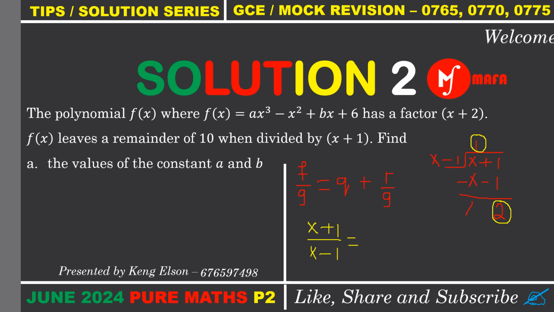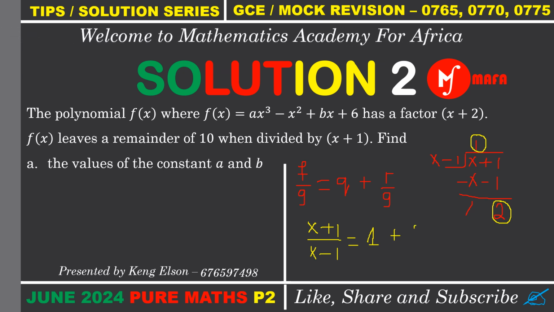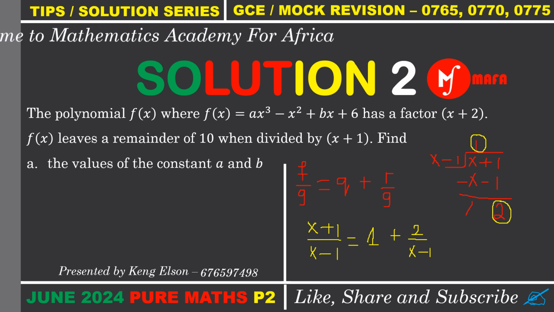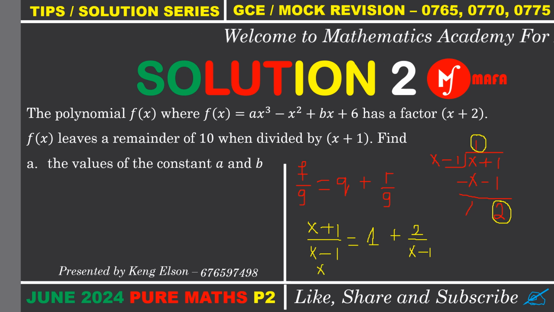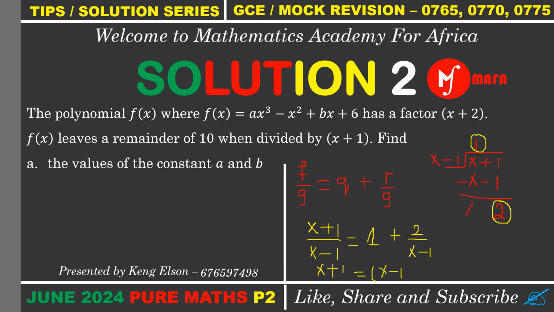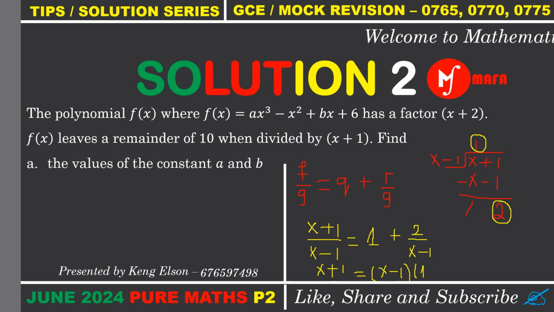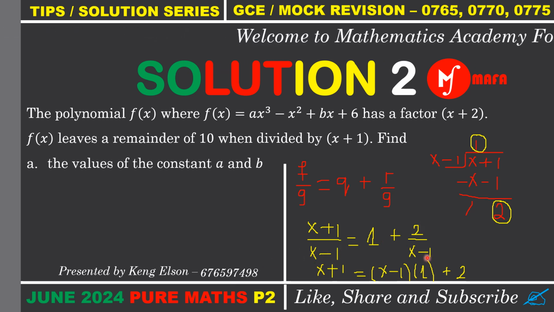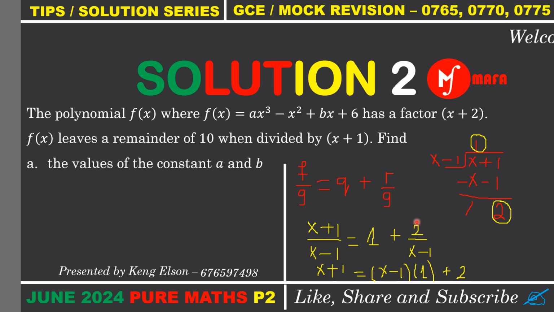Okay, so this is just going to give me the quotient, q, which is 1, then plus the remainder, which is 2, divided by the divisor, which is x minus 1. So that is it. If I cross multiply with x minus 1, we realize that x plus 1 will be equal to x minus 1 multiplied by the quotient, which is 1, then added to 2, the remainder, because once you multiply x minus 1 with 2 over x minus 1, the x minus 1 cancels and you're left with 2.